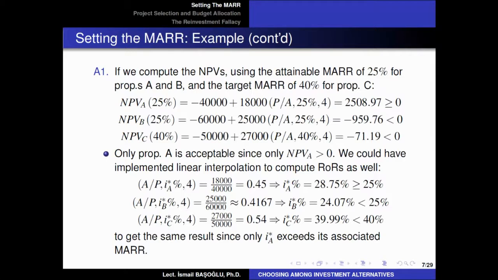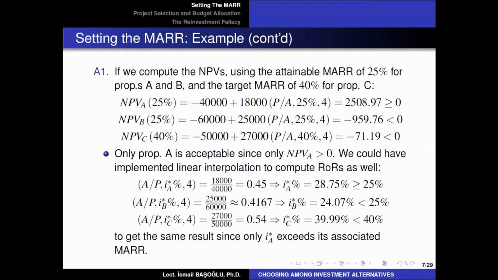In project B, the rate of return is 24.07%. So the capital recovery factor equal to 0.4169 under 4 years is obtained by the interest rate of approximately 24.07%, which can be found again by linear interpolation. And that is a lot closer to 25%, as you can see.